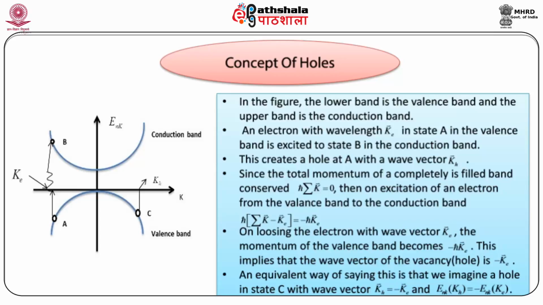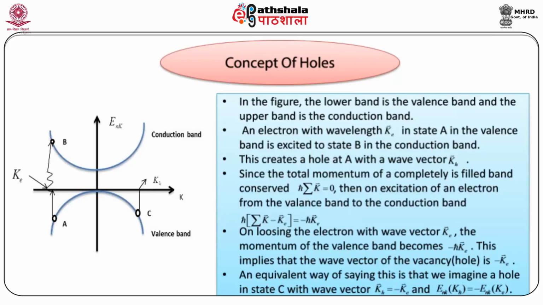An electron with wave number k_e in state A in the valence band is excited to a state in the conduction band. This creates a hole at A with a wave vector k_h. Since the total momentum in a completely filled band is conserved, that is ħ times the summation over k equal to 0, then on excitation of an electron from the valence band to the conduction band, ħ times the summation over k minus k_e is equal to minus ħk_e. On losing the electron with wave vector k_e, the momentum of the valence band becomes minus ħk_e. This implies that the wave vector of the vacancy, which is called a hole, is now minus k_e.